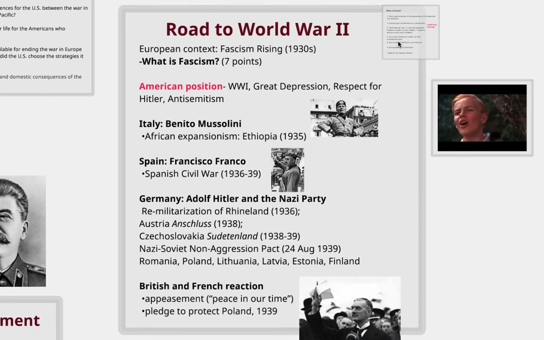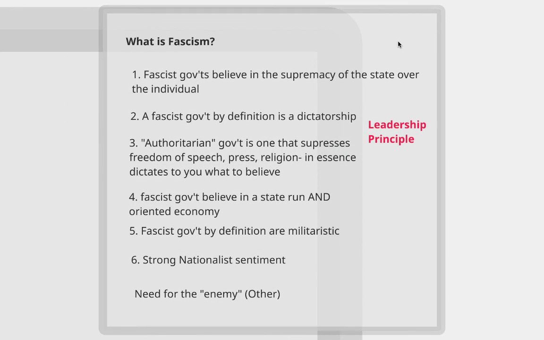So first things first, let's talk about what is fascism. Right? And we're going to go ahead and put it in the European context as well. Now, the thing about World War II is that a lot of people are going to say that this was the last quote unquote good war, because it was very clear who the good guys were and who the bad guys were, right? But it gets a little bit complicated when we start talking about fascism.